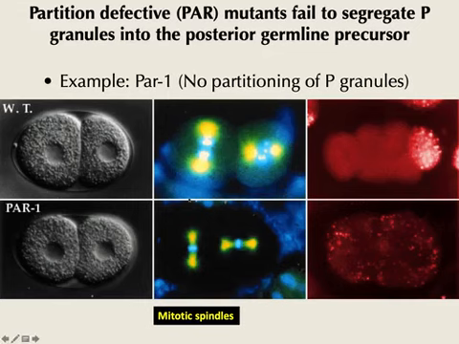And here, for example, is one of the first mutants called PAR1, for partition defective, so no partitioning of those P granules. So what you see here is that the spindles are formed normally, but the granules do not get polarized. Okay, and so it's one of them.